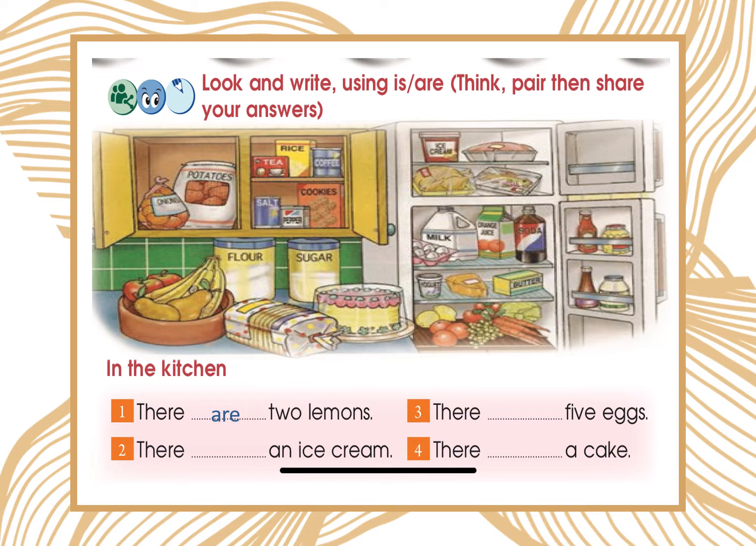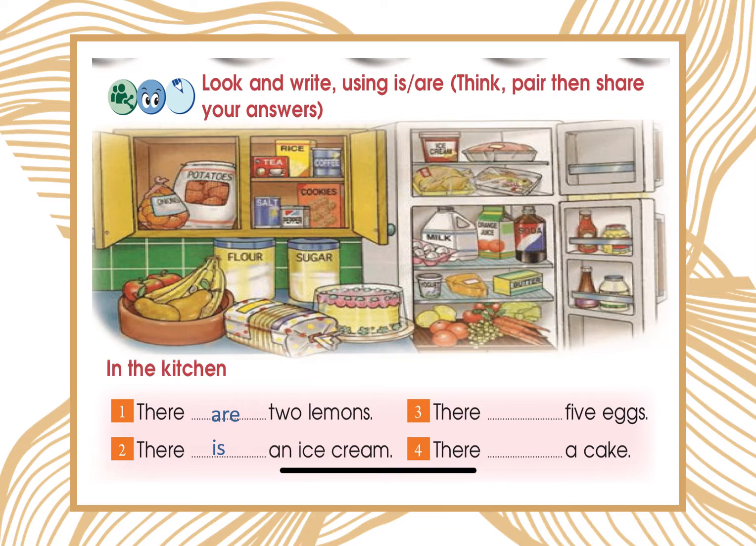There is an ice cream. So that's me, it's only one thing. Okay. So if you look here, we have only one box of ice cream. So it's only one. So here we are going to say there is an ice cream.